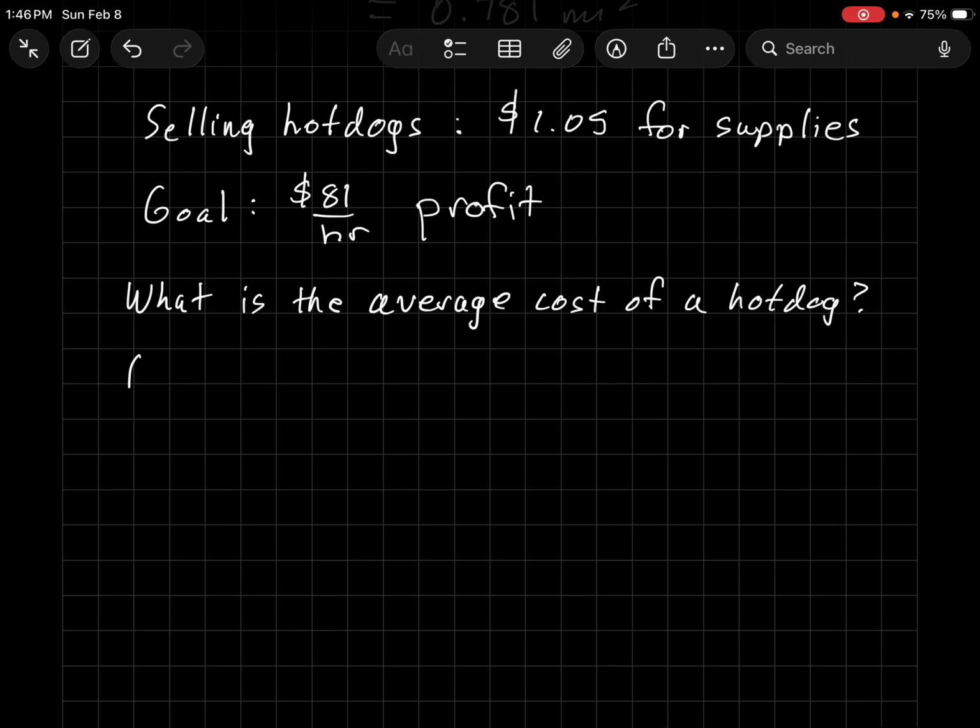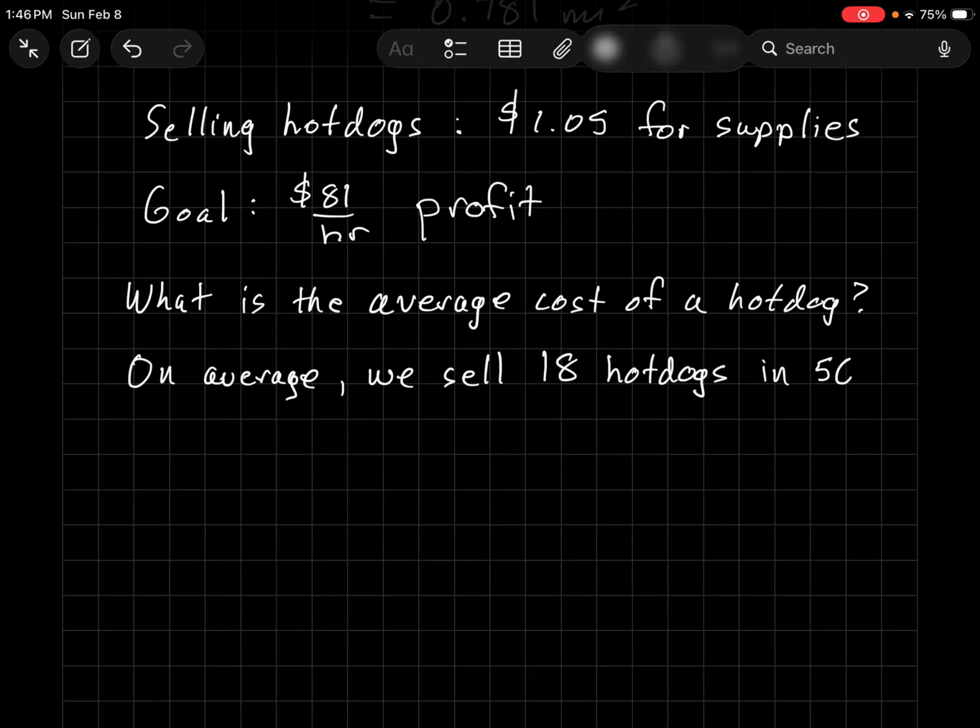Let's say on average we sell, let's say, 18 hot dogs. Let's make it complicated, or apparently complicated. 18 hot dogs in 56 minutes. So what should we sell the hot dog for? This is what we're doing on average sales-wise.